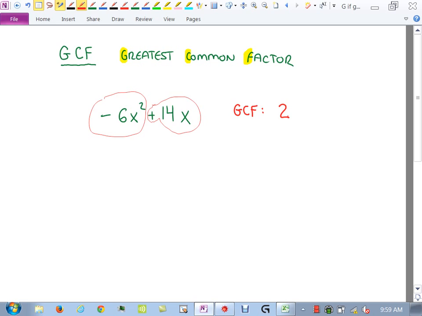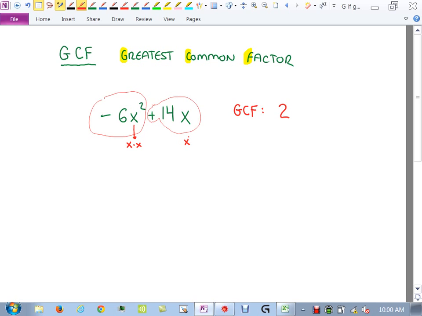Now that was me looking at the numbers, right? Now let's look at the letters or the variables. We have an x squared, and we have in the other term an x. The greatest common factor is the greatest number of x's that can divide into both. Or you could say it, the least number of x's that appear in all terms. It's confusing language if you read it out of the book. But we just have to kind of look at it. This is x times x. That's what that means, right? And this is x.